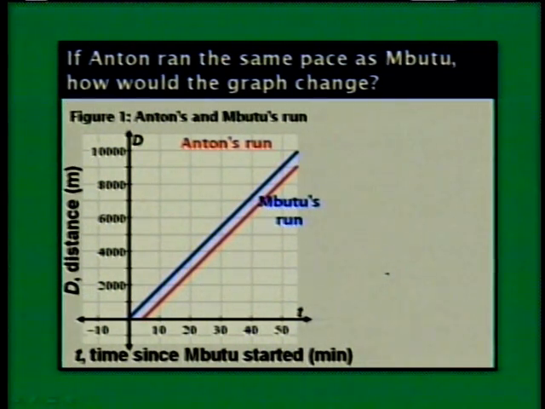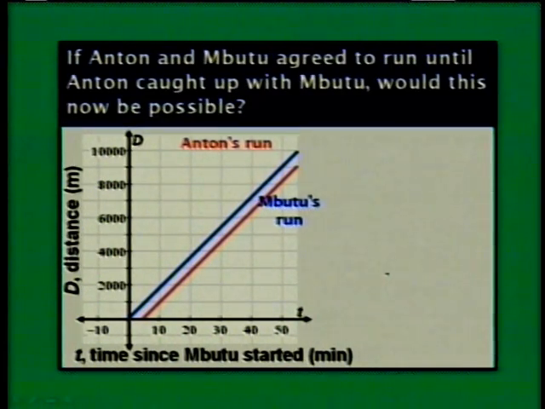What did the point of intersection tell us? It told us that there was some point in time where Mobutu and Anton have covered the same distance on the track. That no longer has happened. So if Anton and Mobutu agreed to run until Anton caught up with Mobutu, would this now be possible? Well, the answer is no. There is no one moment in time when Anton will have gone the same distance as Mobutu. So no, this is no longer possible.